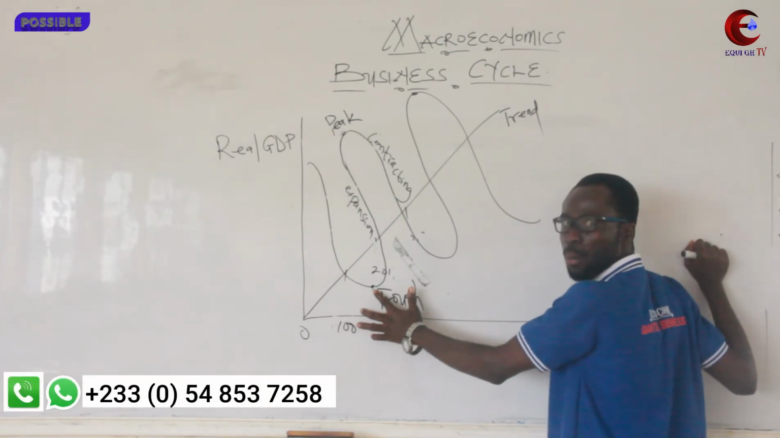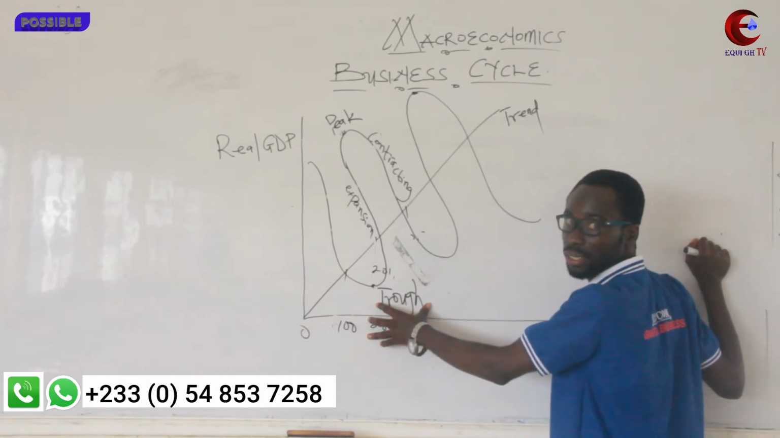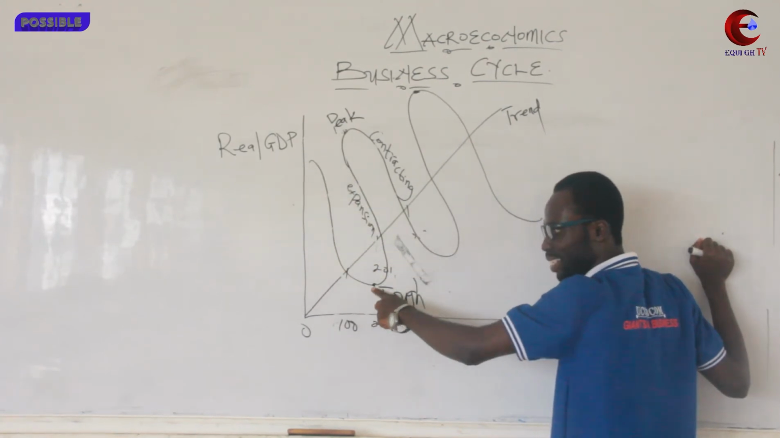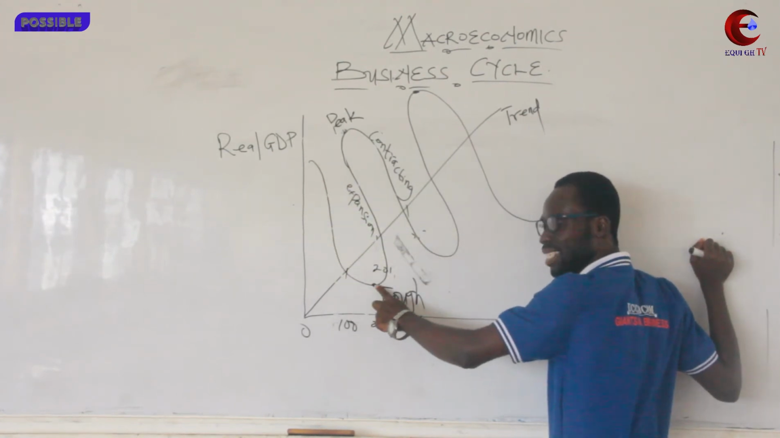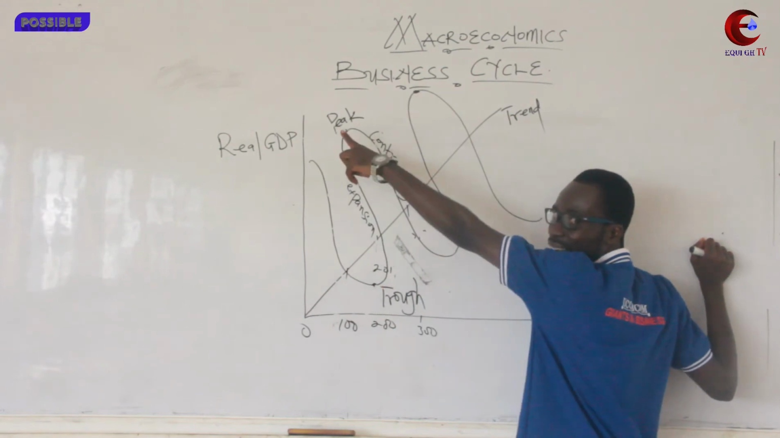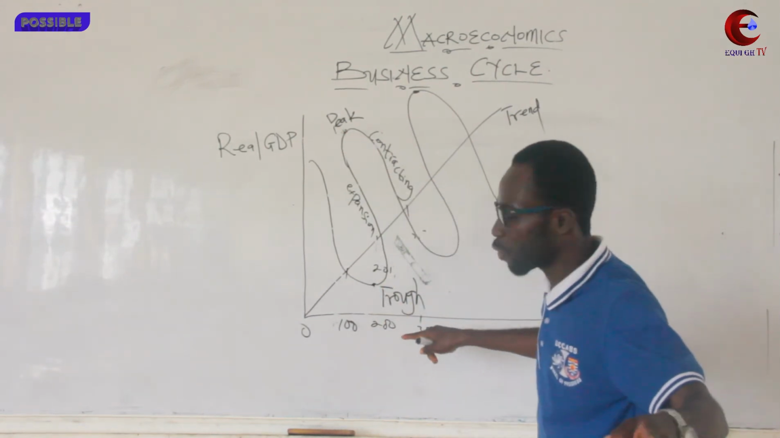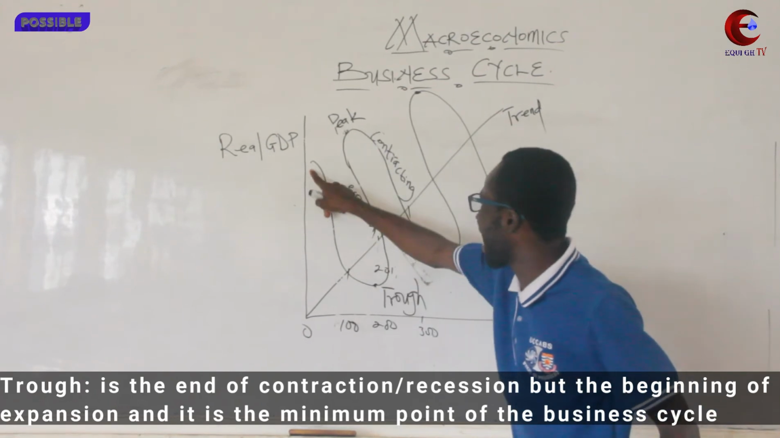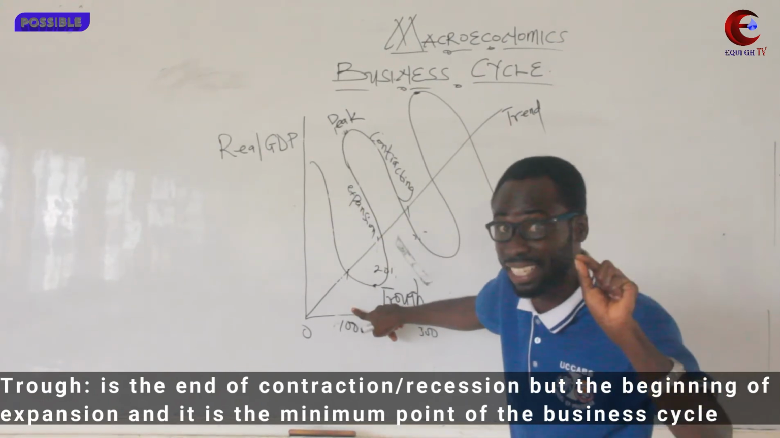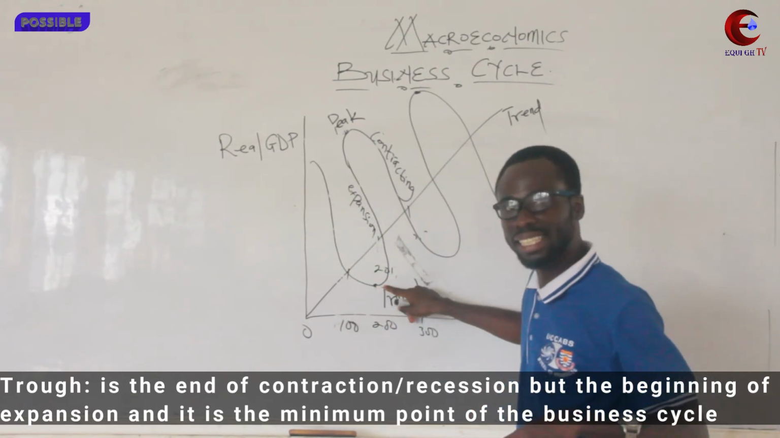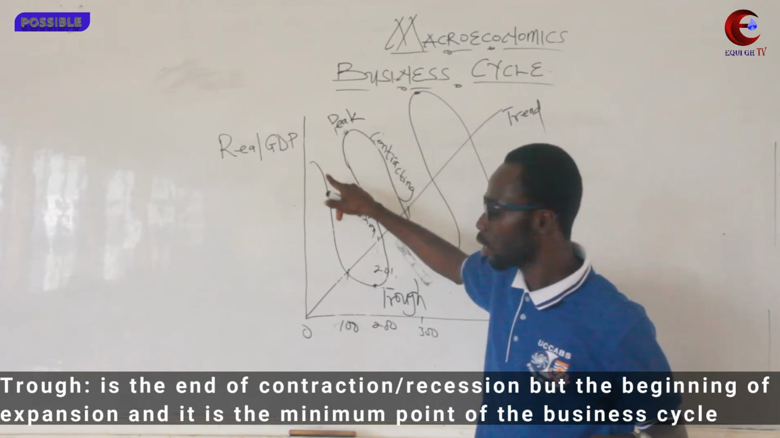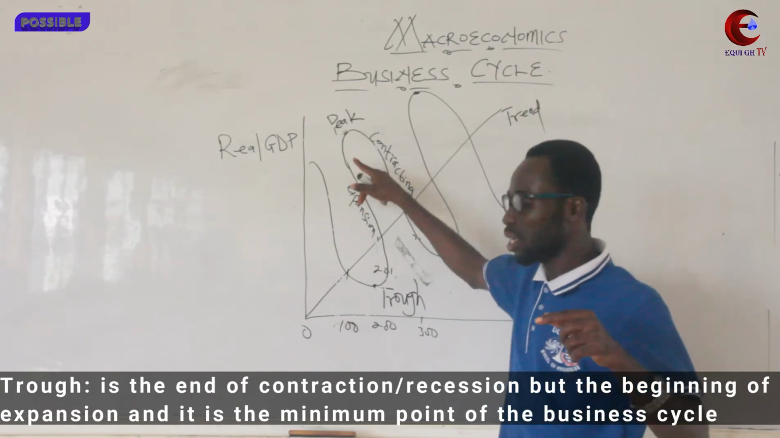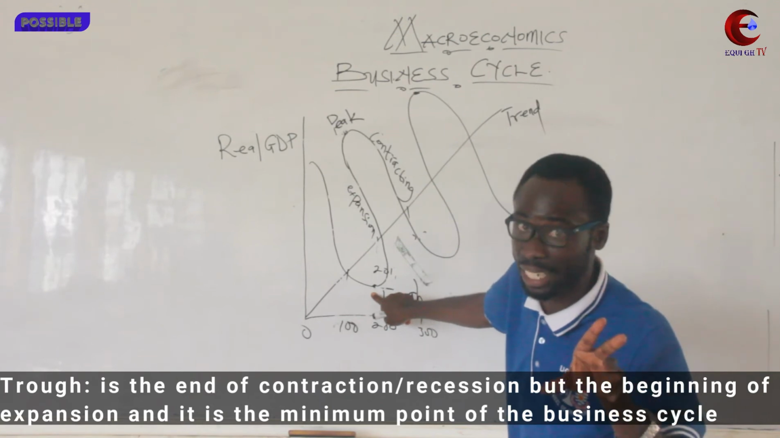Now the trough is the minimum point, and it marks the end of contraction. When the economy is contracting, as soon as it reaches the trough, it begins to expand. So the trough is the end of contraction or recession, but the beginning of expansion, and it is the minimum point of the business cycle. That's the definition.